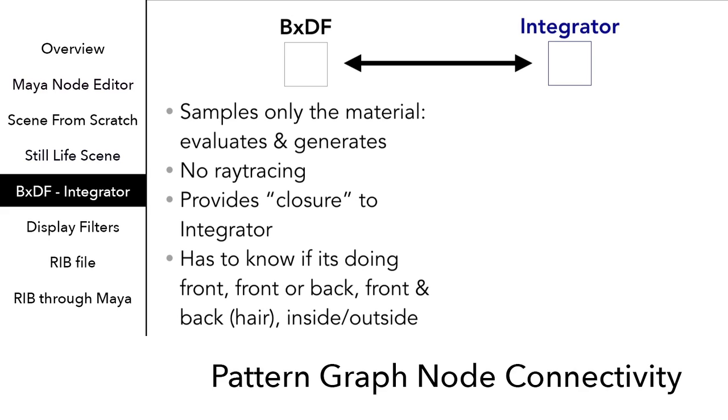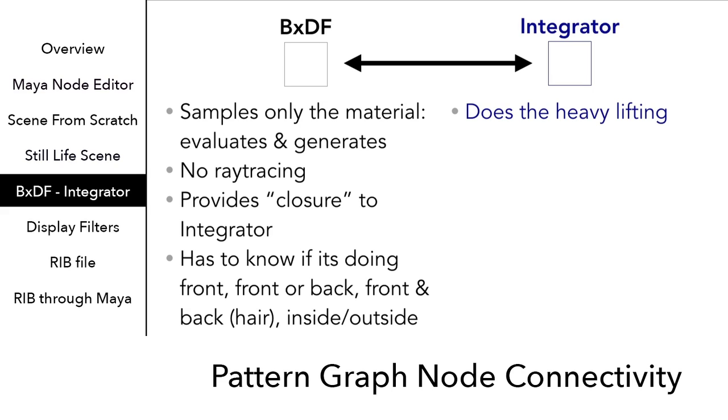And also it has to know if it's doing the front shading, if it's doing the front or the back, if it's doing the front and the back, for example, hair. It also has to know if it's inside or outside the material. So this geometric shading information of the material, the BXDF handles that and communicates that to the integrator. On the integrator side, we've colored it blue here just so you can distinguish it a little bit.